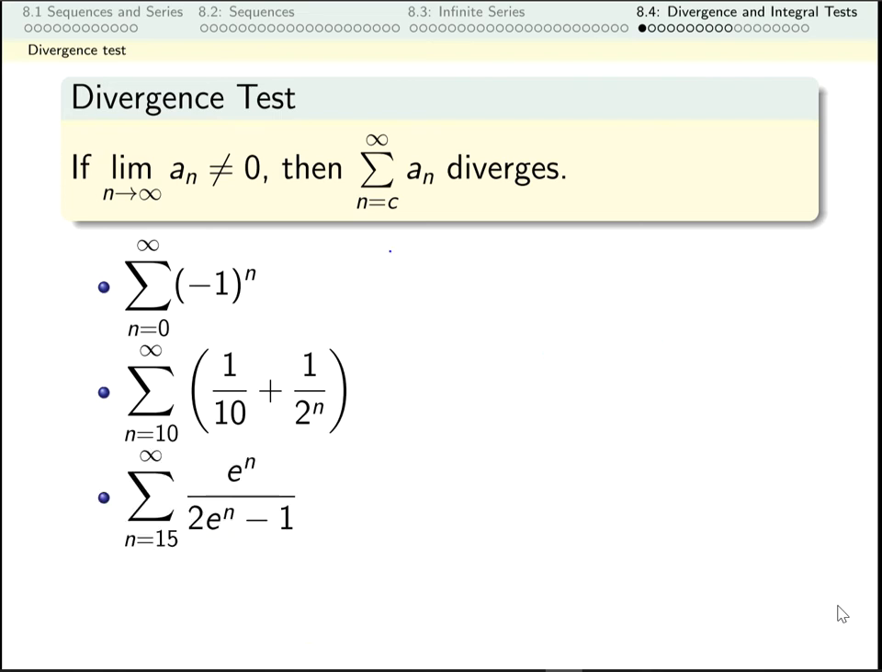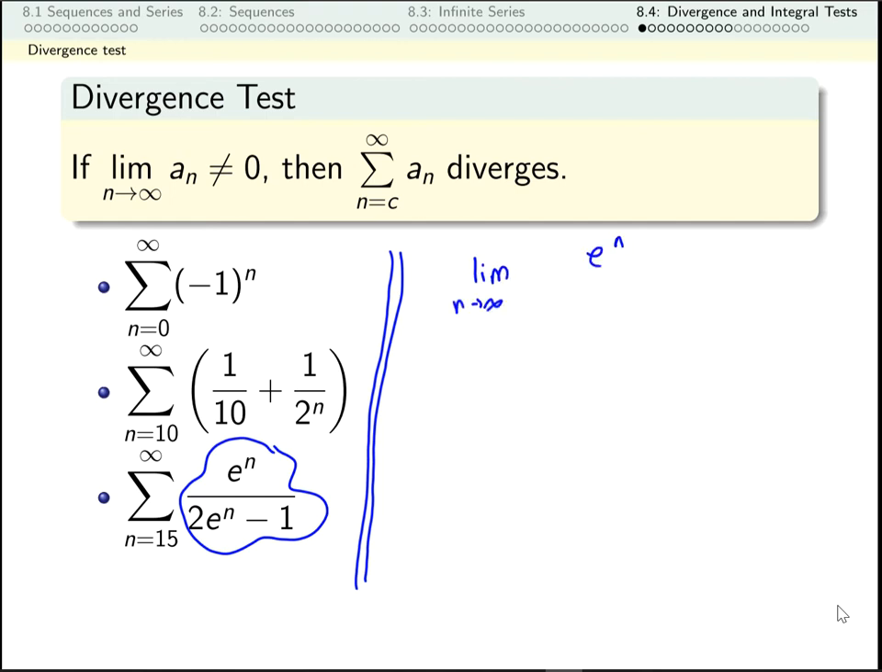It becomes a bit quicker to think about this with the divergence test as opposed to thinking about it with the definition of a series. The terms being added up here, my a sub n's, are e to the power n divided by 2 times e to the power n minus 1. If I wanted to evaluate this, I could divide the top and the bottom by e to the n in the same way that I do with rational limits. And I see that this bit here goes to 0, so my limit is 1/2.